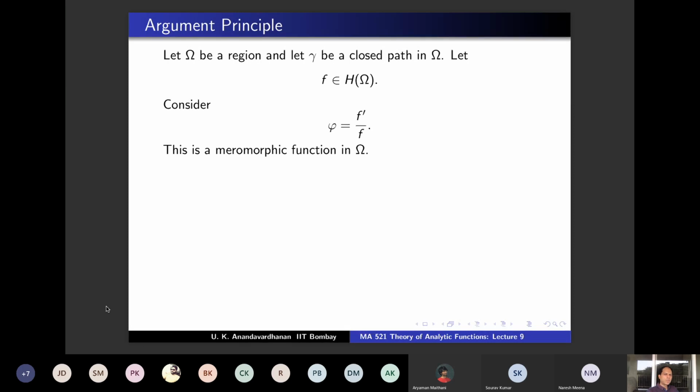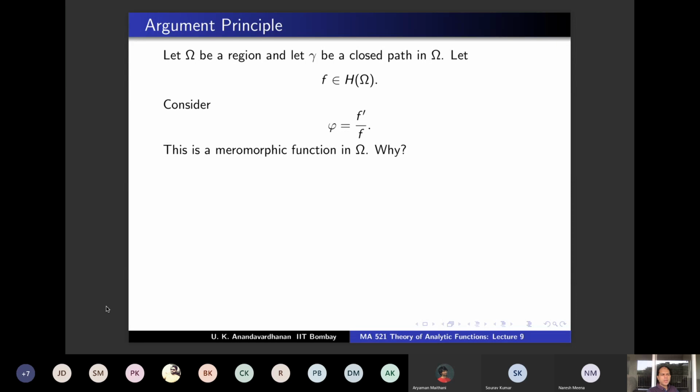It is a meromorphic function in omega. Why is that? Why is this meromorphic? Because f may have a number of zeros. So if f has a zero at a point a, you can write f as z minus a to the power something times a function h. And h is holomorphic and h is non-vanishing in a neighborhood of a.